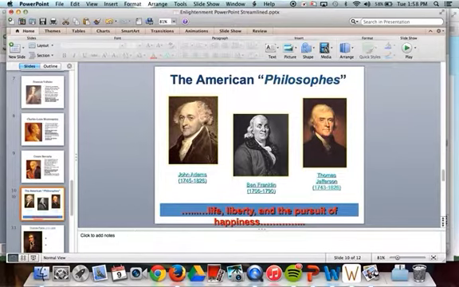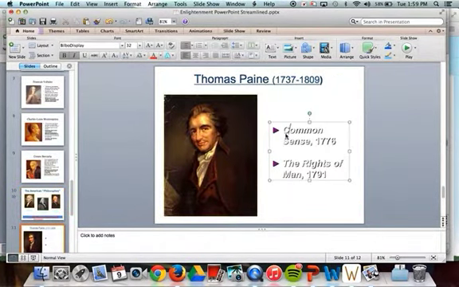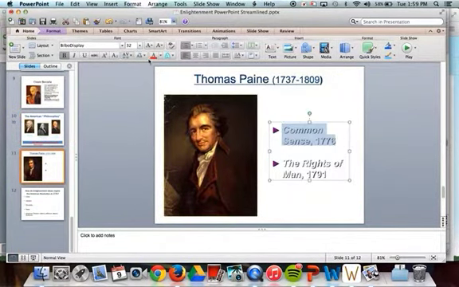Finally, you have Thomas Paine, and if you can see this, it says Common Sense. I'll just make that. Let's see. Let's change that color there. Make it red. Oh, there.